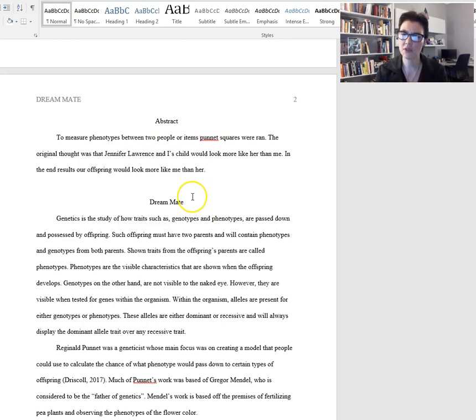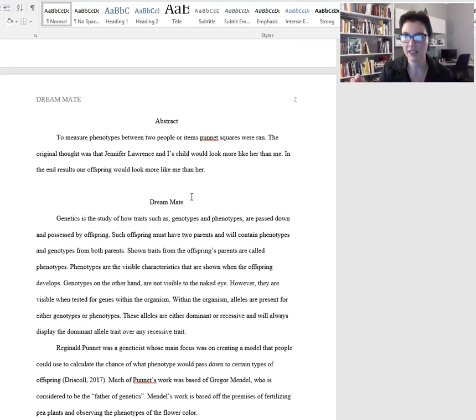But in your abstract, you want to start with something along the lines of, to determine the likelihood of a child looking more like one parent over the other, one can use Punnett squares, phenotypes, etc., all that kind of stuff. So make your abstract a little more thorough.